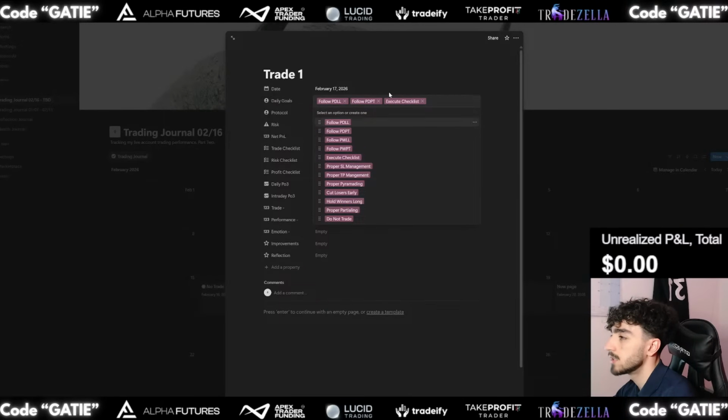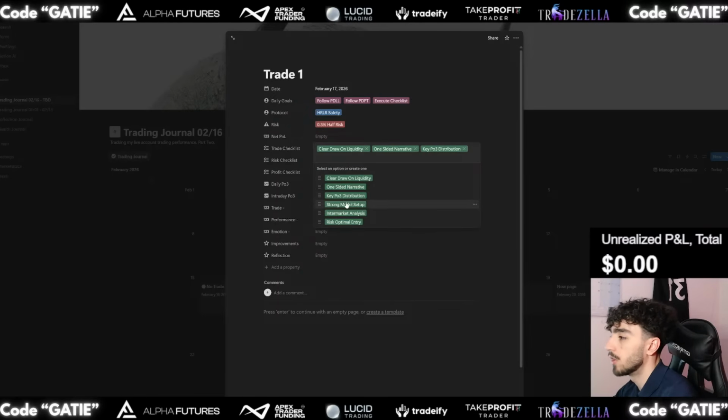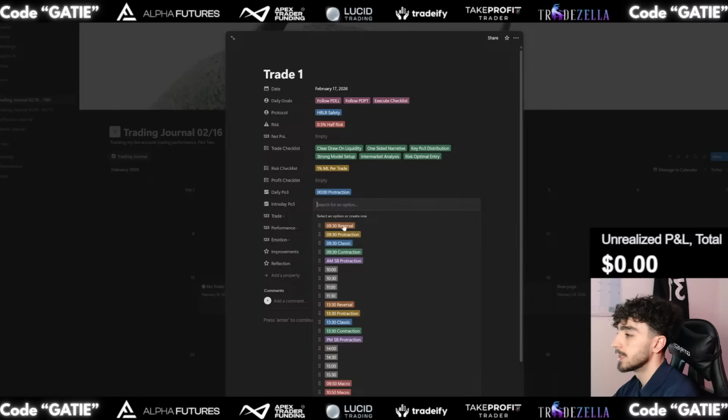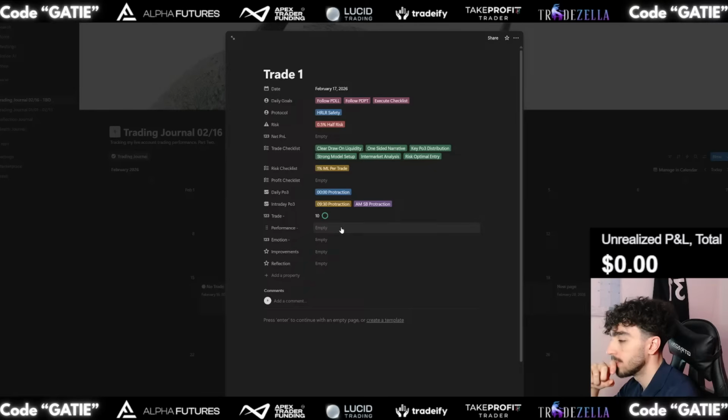Follow those 2 things and execute checklist. So risk was half risk, protocol was high resistance safety. Trade checklist, we definitely followed all 3 there. This trade execute, I'm giving this one a 10. All the A+ trade setup, silver bullet protraction model, with a daily protraction. So 9:30 protraction, AM silver bullet, and no macro. Execution was at 10:22. So just 9:30 protraction, AM silver bullet.